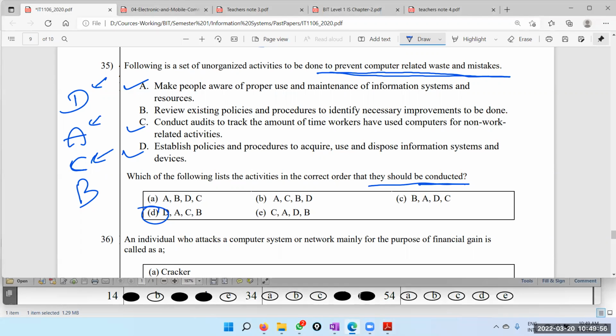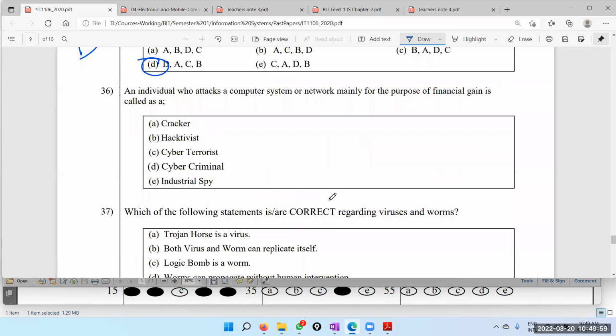35, D. 36. An individual who attacks a computer system or network mainly for purpose of financial gain is called: cracker, hacker, cyber terrorist, cyber criminal, industrial spy. So they are attacking the computer systems or network for financial gain. Remember the difference between hacker and cracker? Crackers do it for criminal purpose. Hackers mostly for their curiosity. So therefore, it specifically says financial gain.